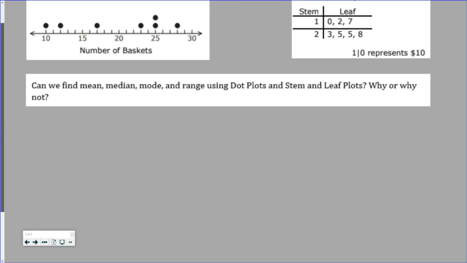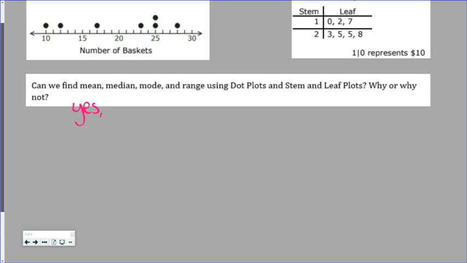Okay, so the class today, after some discussion, decided that yes, we can still find the measures of center using dot plots and stem and leaf plots. Now, the last few days, you've just been given a list of numbers in order to find mean, median, mode, and range. So the question was, can we still find numbers from our dot plot and our stem and leaf plot? So let's look at that.